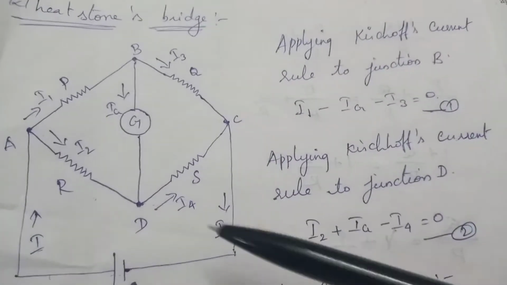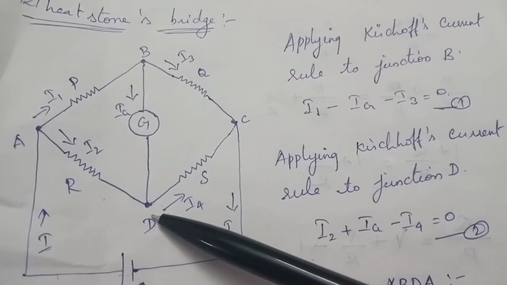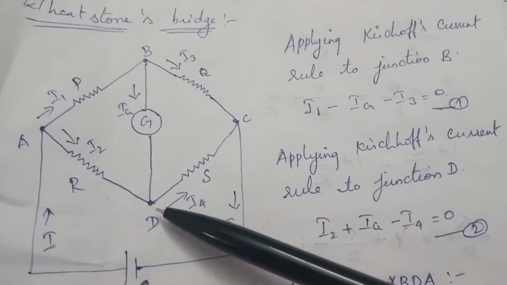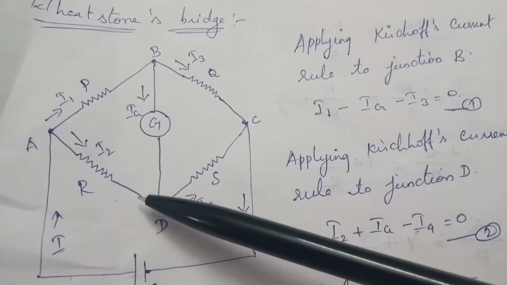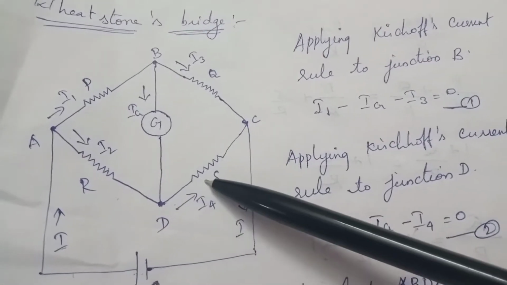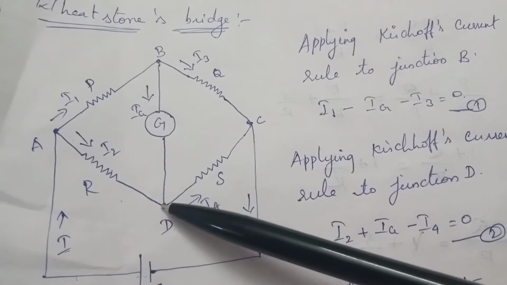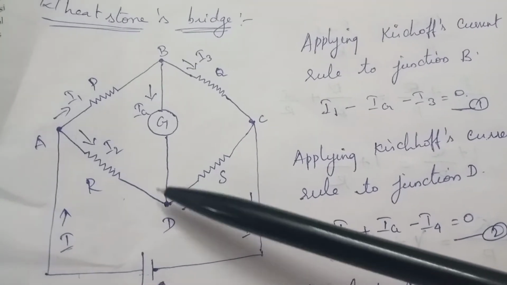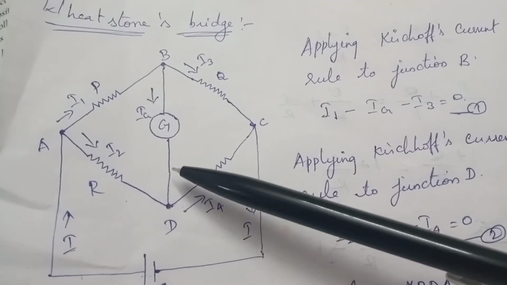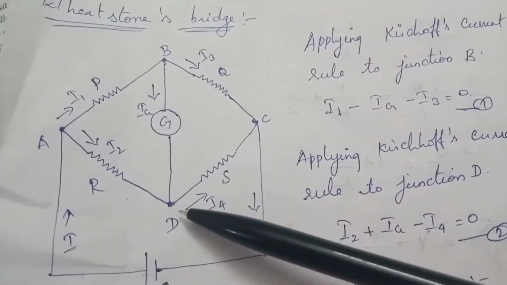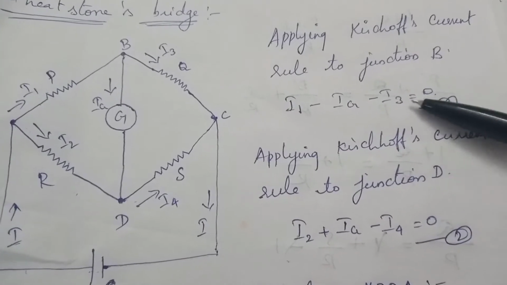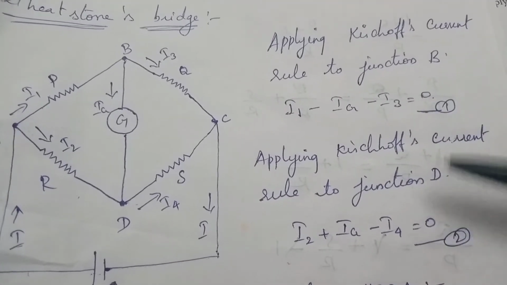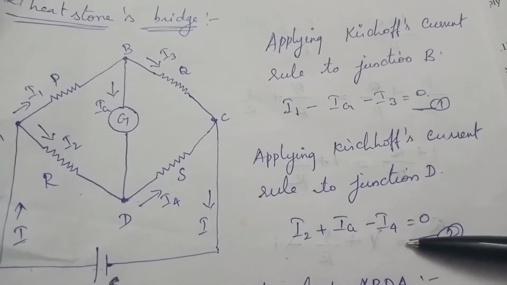Then go to junction D. Applying the same rule, there are three currents at junction D: I2, IG, then I4. Which one is positive? Towards the junction: I2, plus IG, then minus I4, is equal to 0. That is equation number 2. So these are the two equations at junction B and junction D.